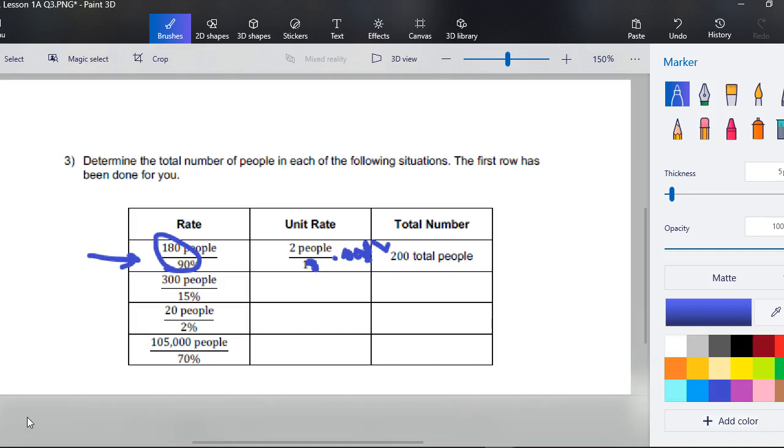We will do something similar on all of these. I'm going to do the 300 divided by 15. We're going to get 20 people to 1%. And when I multiply that by 100%, I'm going to get 2,000 people.